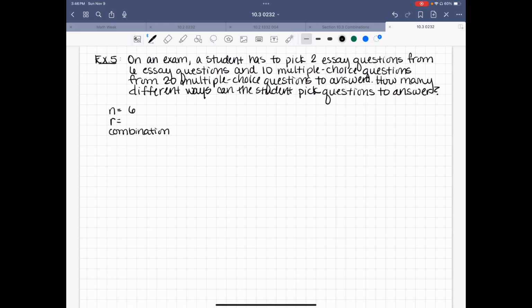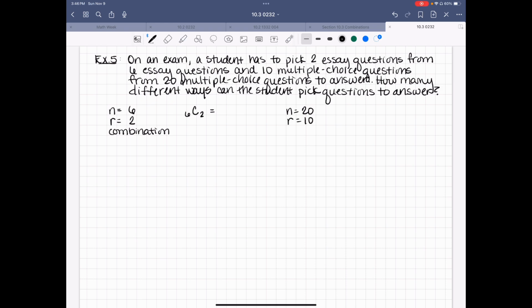There are 6 to choose from, and I am picking 2. So N is 6, R is 2. In my other situation, that's going to be 6 choose 2. In my other situation, I have 20 multiple choice questions, and I am to pick 10 to answer.